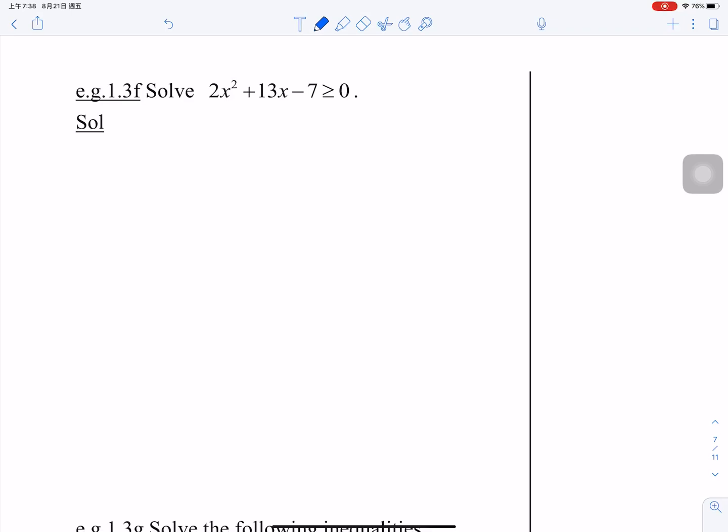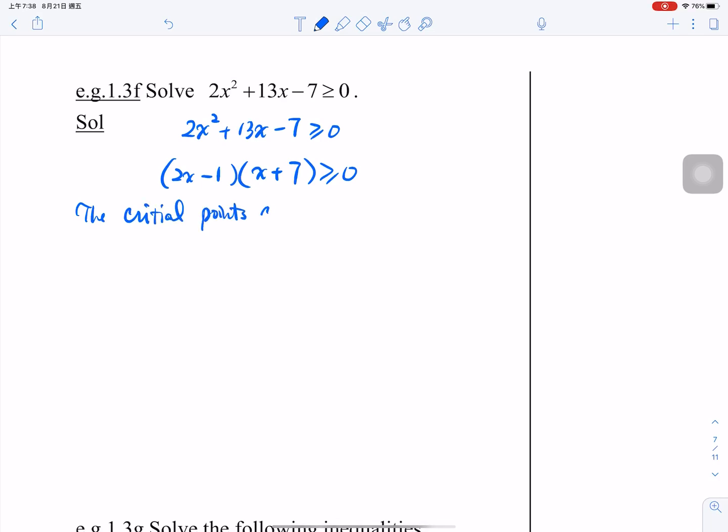If we test the value, let's have a look. For this one, solve 2x squared plus 13x minus 7 greater than 0. Actually, this one you can factorize: 2x minus 1 and x plus 7. Then the critical points are x equals 1 over 2 or x equals negative 7.